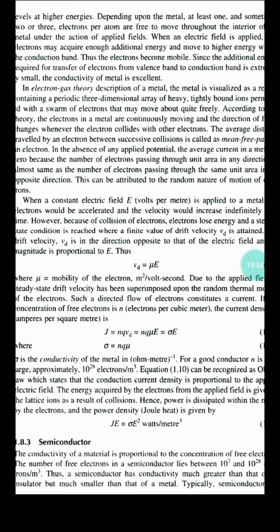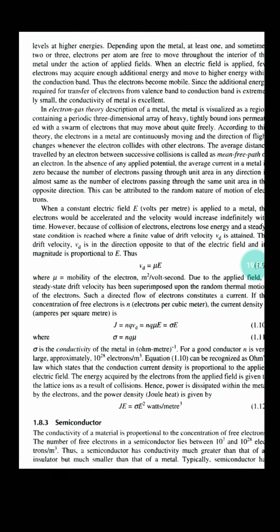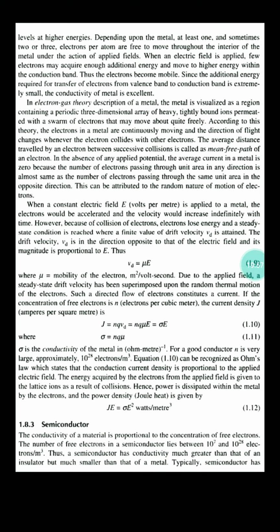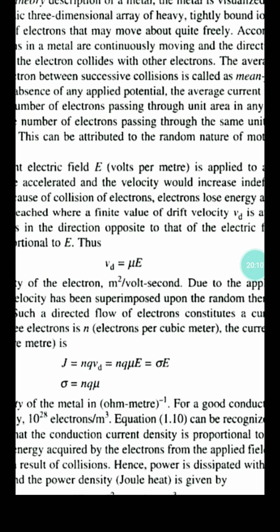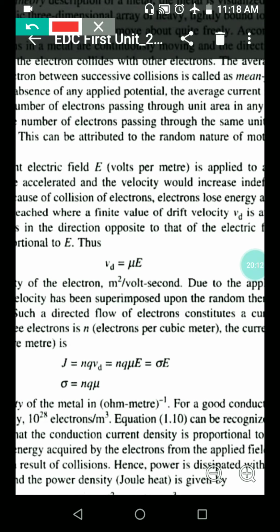That concept is nothing but the mobility. Now see here, drift velocity is proportional to the electric field. Then mu is the mobility of the electron. So the unit for mobility is meter square per volt second. See here, very important. What is the unit for mobility? Meter square per volt second, right?